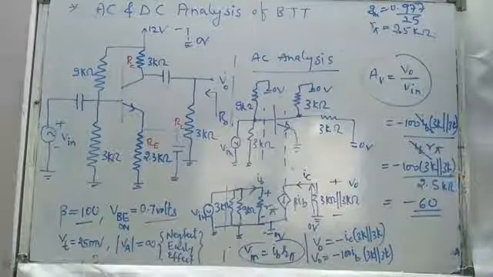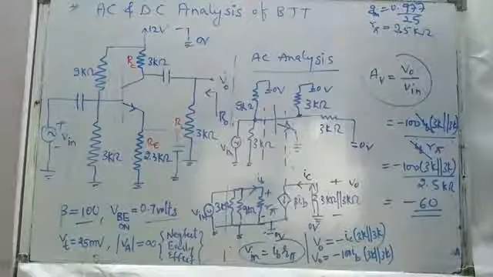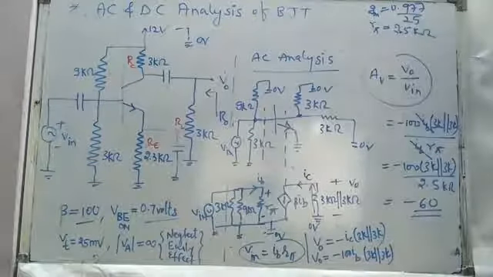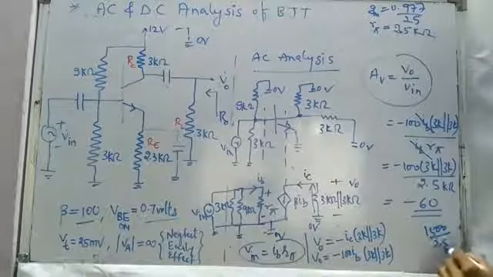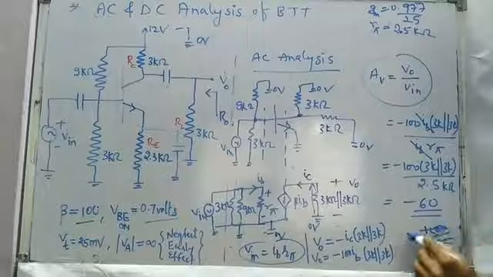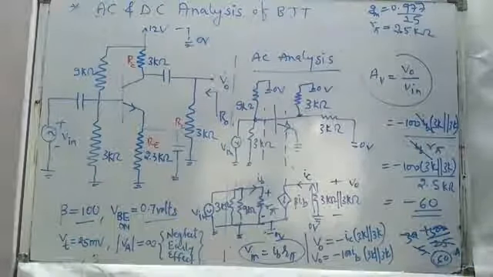So 3K parallel 3K is 1.5, 1.5 into 100 is 150, 150 divided by 2.5 is 1500 divided by 25. Yeah, so it is going to come as minus 60.